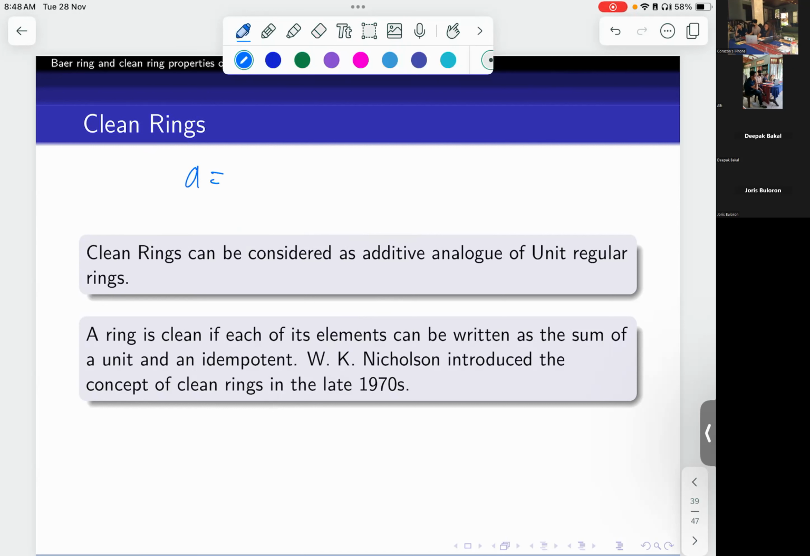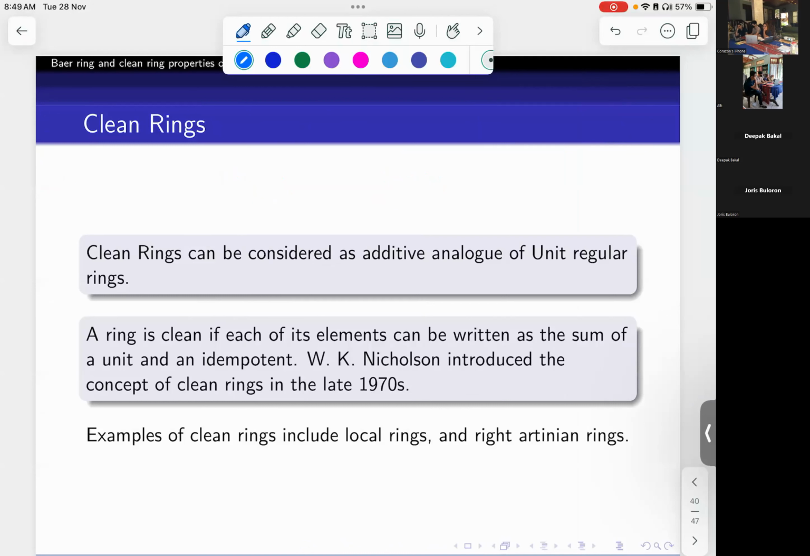So A equals U into E. Let us consider the case where A is U plus E. This would be an additive analog of unit regular rings, and such rings are called clean rings. The term was coined by W.K. Nicholson in the 1970s. The first paper had this example of the endomorphism of vector spaces that was later generalized to division rings.